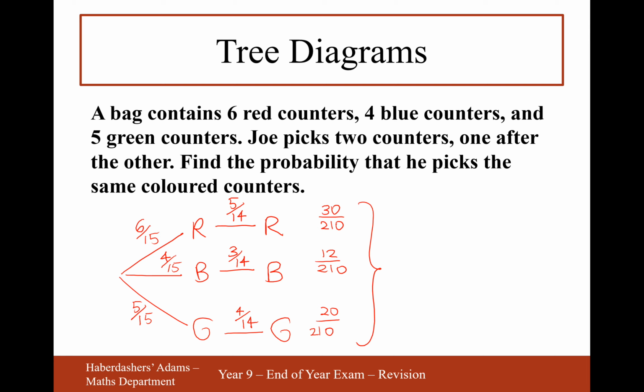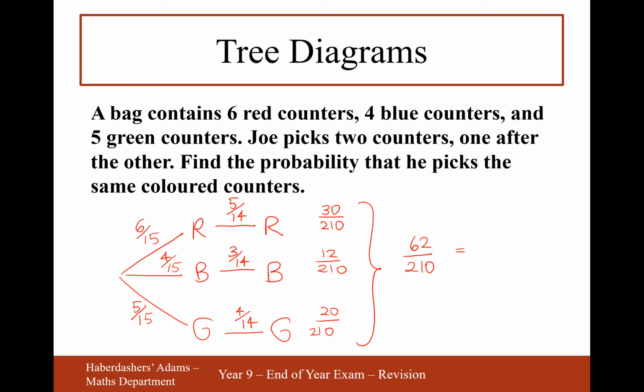And then the final answer, find the probability he picks the same coloured counter, will be all of these options combined, because it doesn't matter if Joe goes red then red, blue then blue, or green then green, as long as he picks the same coloured counter out of 2. So we'll add these probabilities together. We've got all the denominators the same, so therefore we can just add the numerators. 30 add 12 is 42, add another 20, that's 62 over 210.